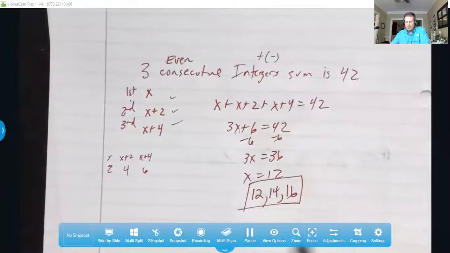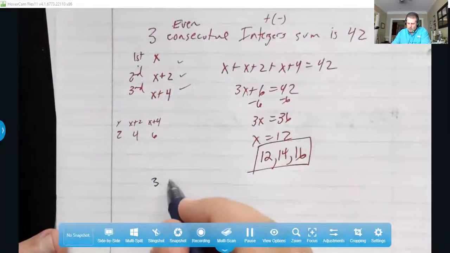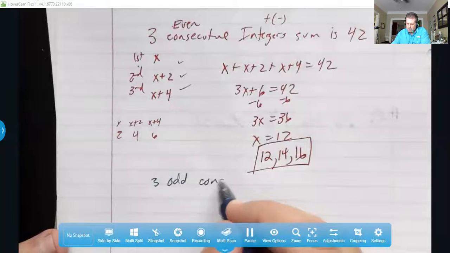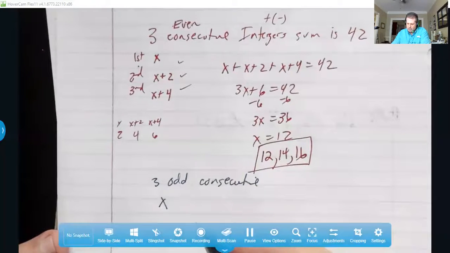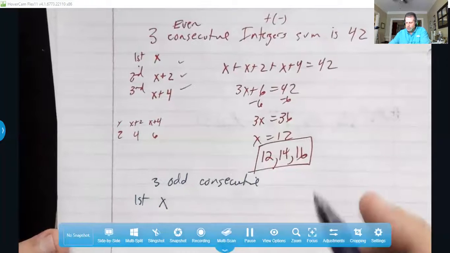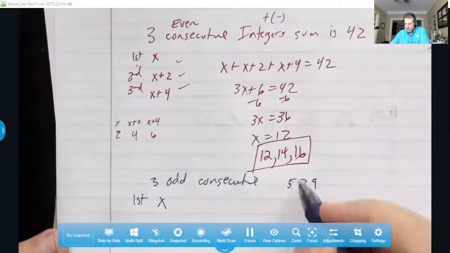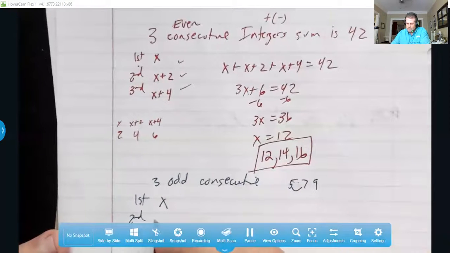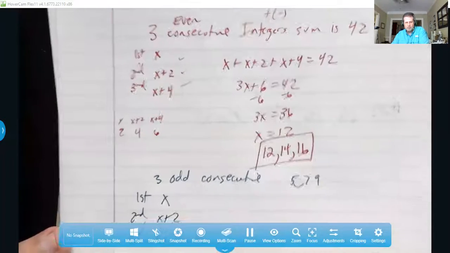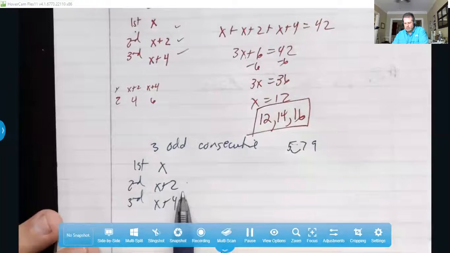Okay? Now, what gets a lot of people is if I want 3 odd consecutive integers, you would do x. That's the first. But if you think of odds, 5, 7, 9, don't they still skip 6? And so you're still adding 2. So your second one is still x plus 2, and your third one is going to be x plus 4 again. Okay, so it works the same. Odds and evens work the same.